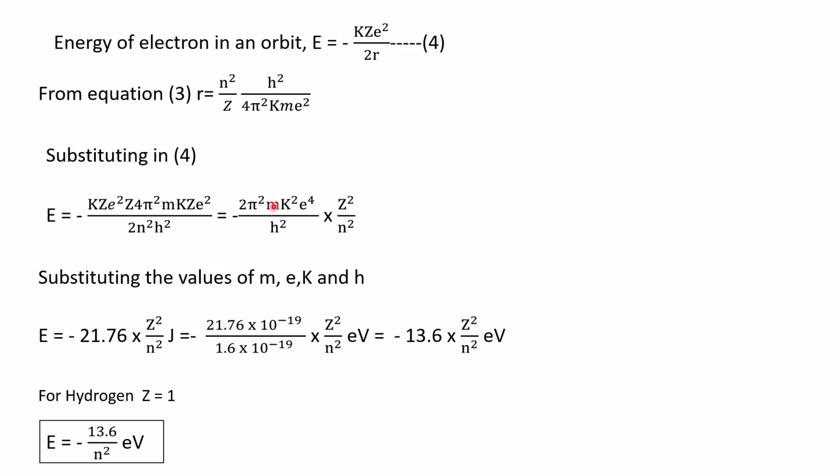We can substitute for m, e, K and h. We get E is equal to minus 21.76 into 10 raised to minus 19 Z square by n square joule. And dividing by 1.6 into 10 raised to minus 19, we get the answer in electron volt. It is minus 13.6 into Z square by n square electron volt. For hydrogen, Z is 1. Therefore, E is equal to minus 13.6 by n square electron volt.